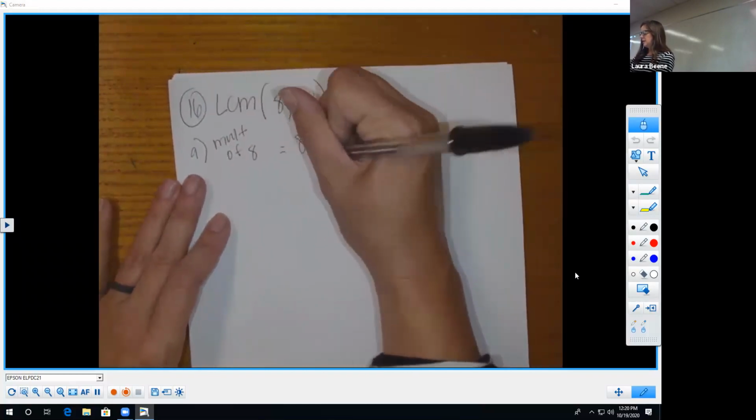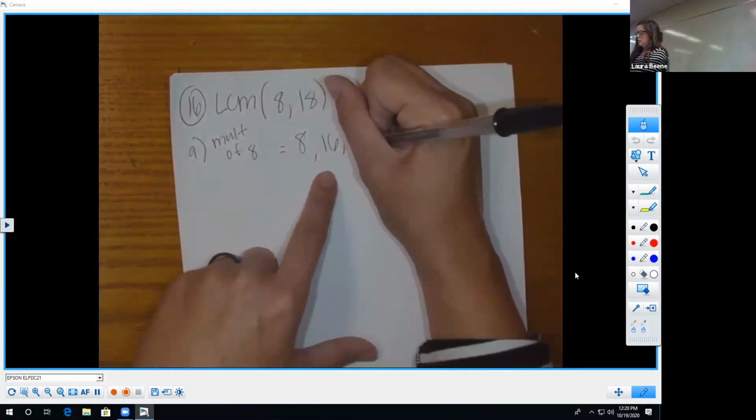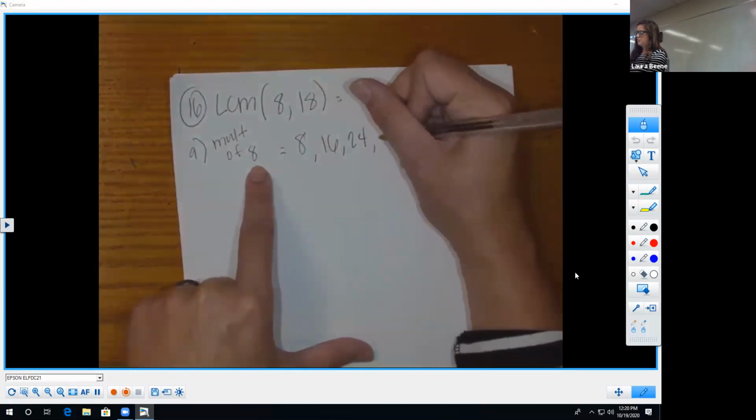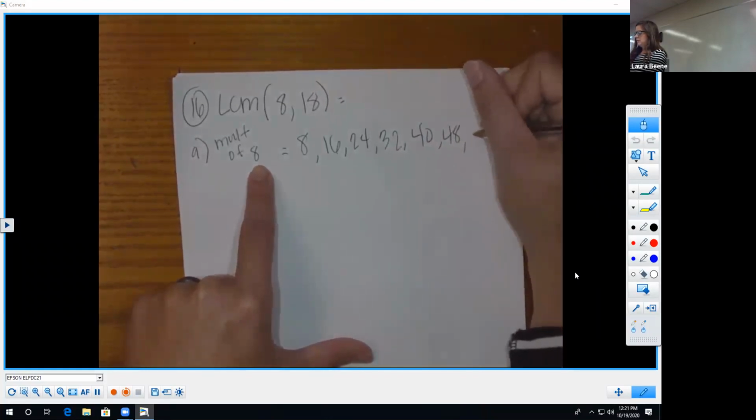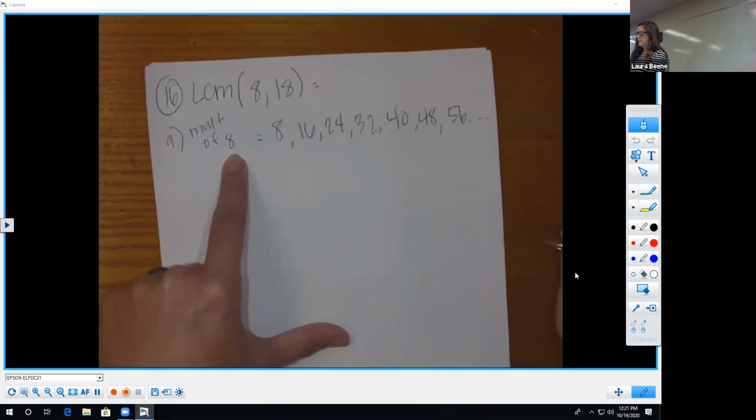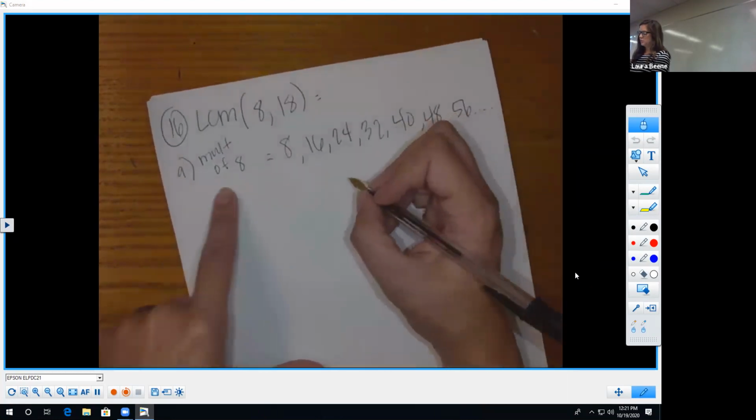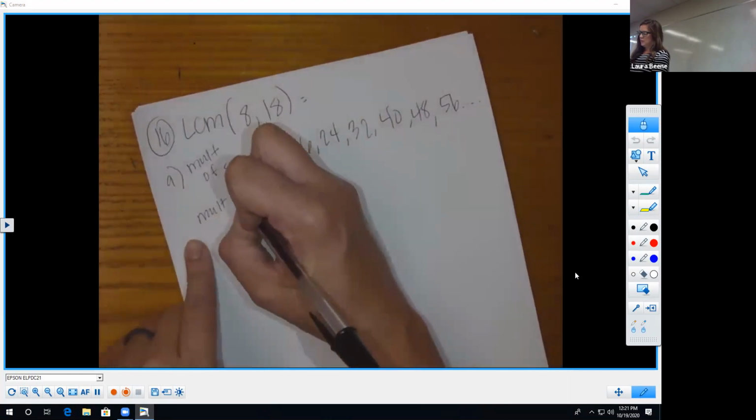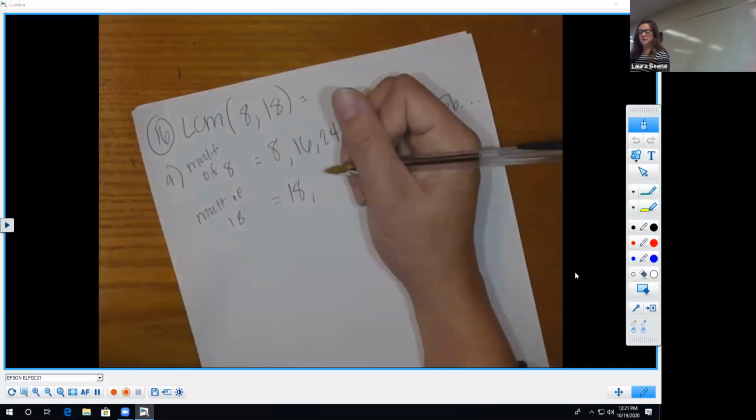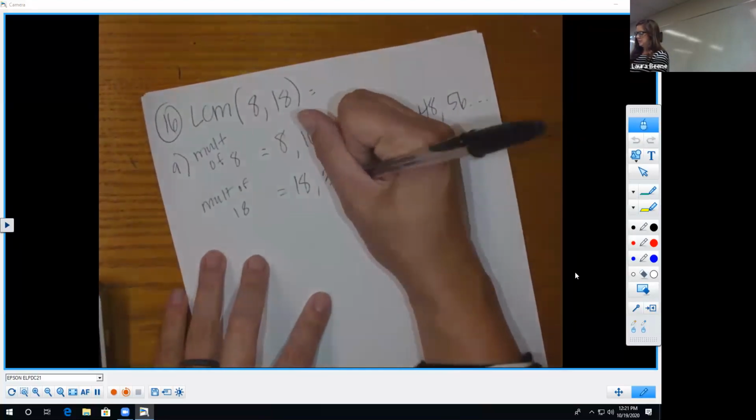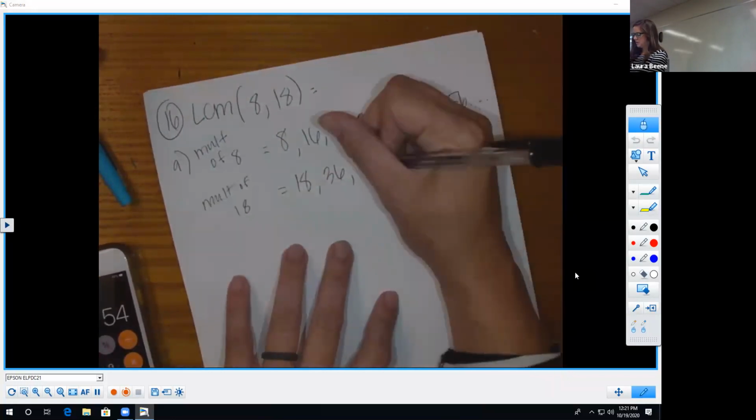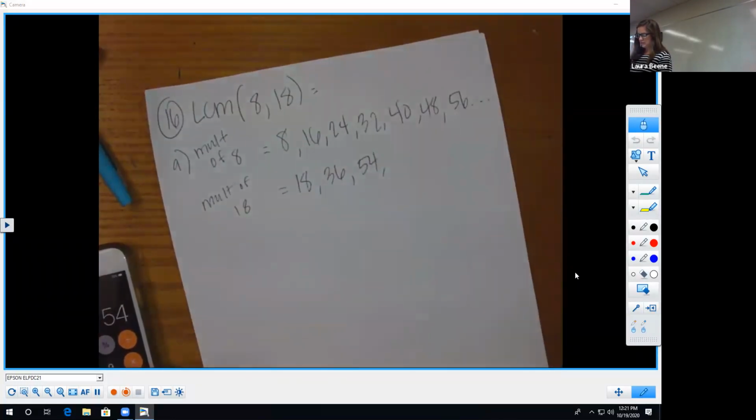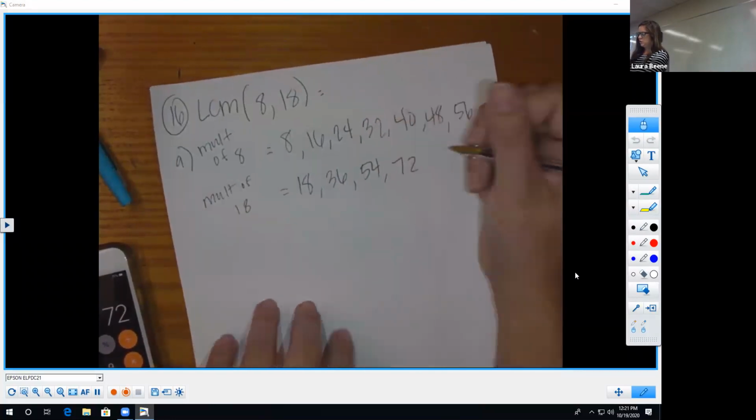So multiples of 8 are 8, 16, 24, 32, 40, 48, 56. Keep on going. We might need to keep on going. Let me do the multiples of 18 and see if we need to keep on going. 18, then 36 is the next one. 18 times 3 is 54. The next one is 72, so I need to keep on going with the 8s.